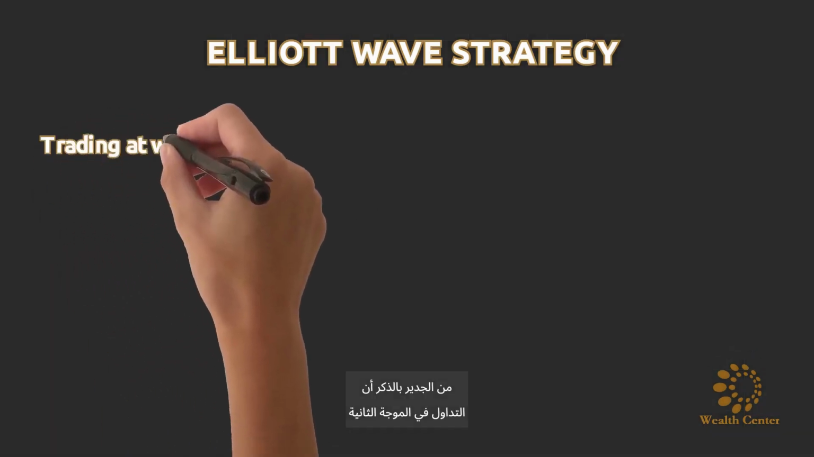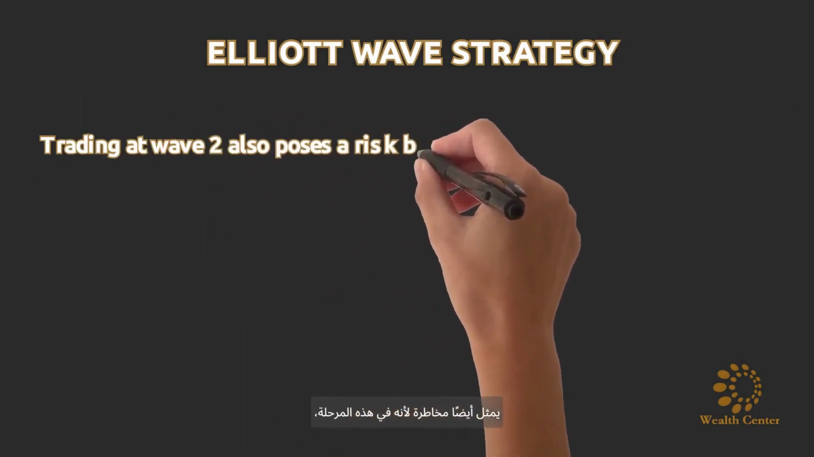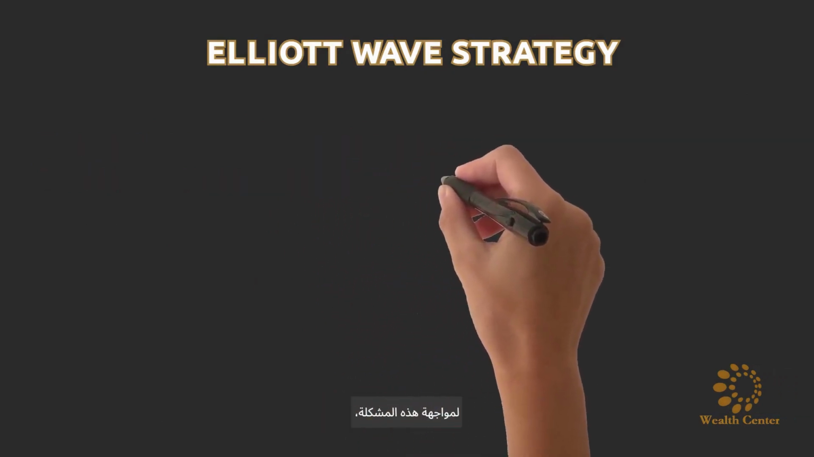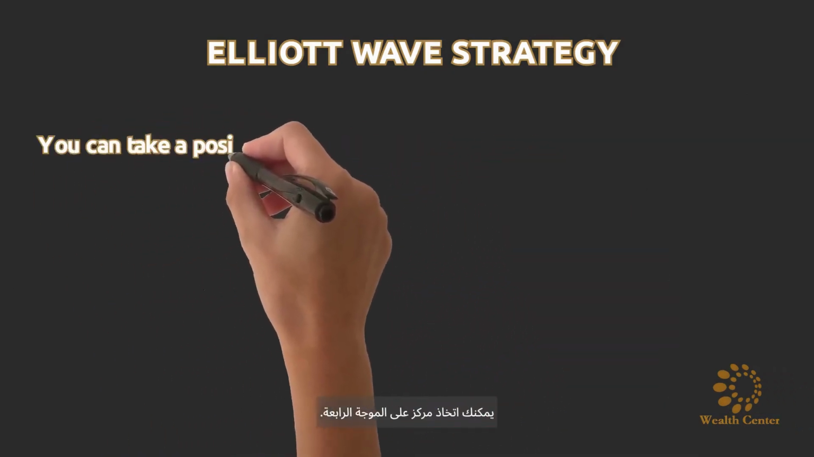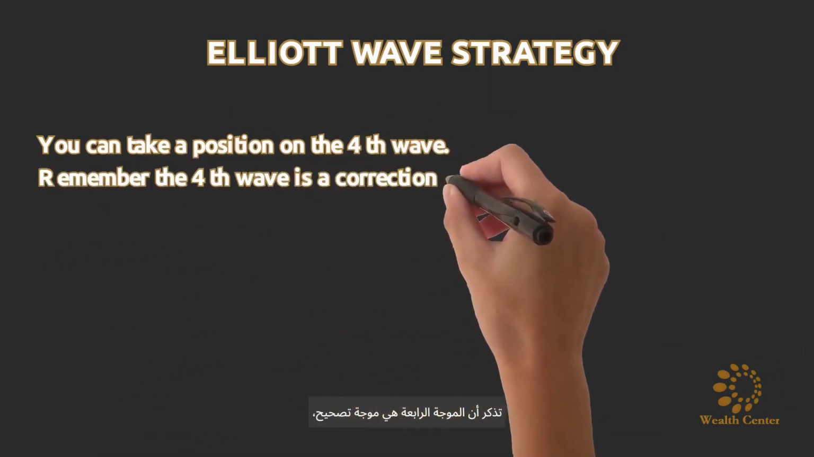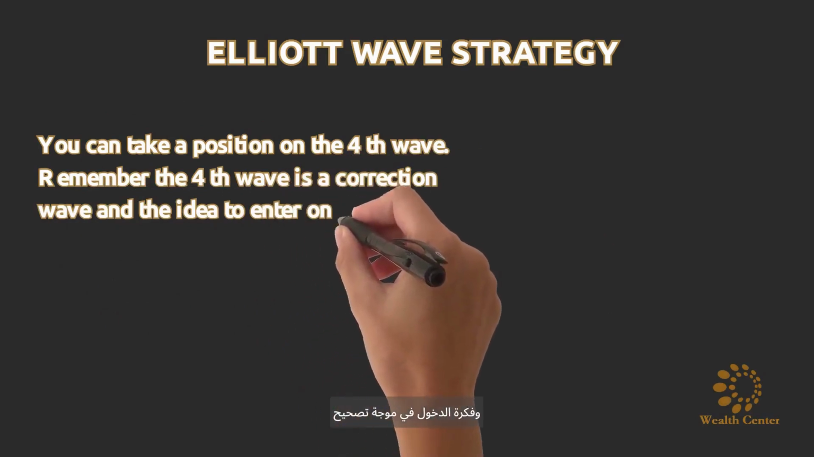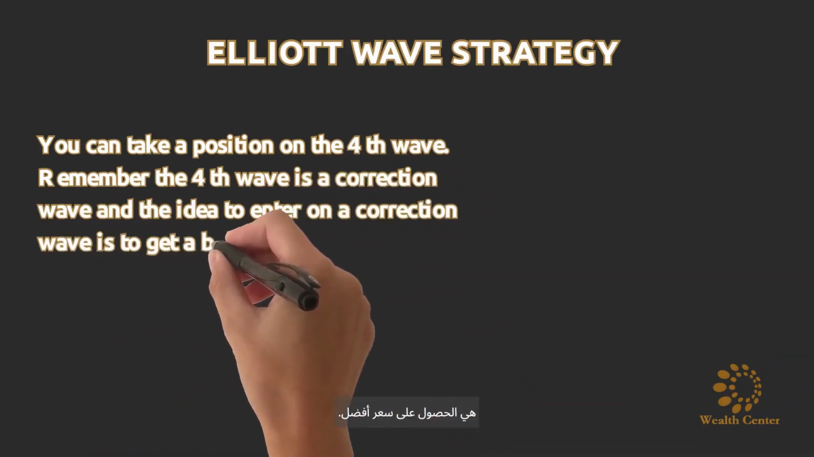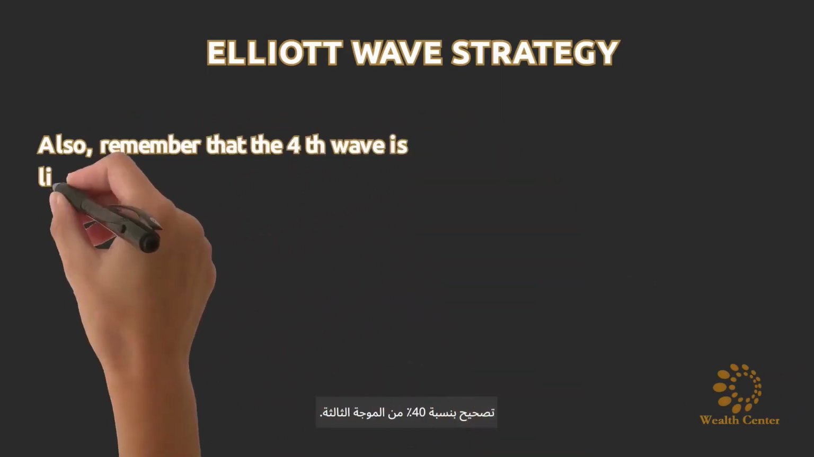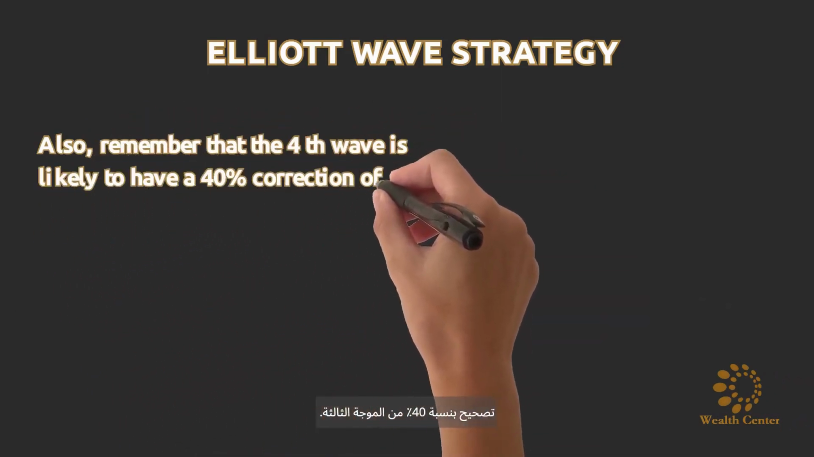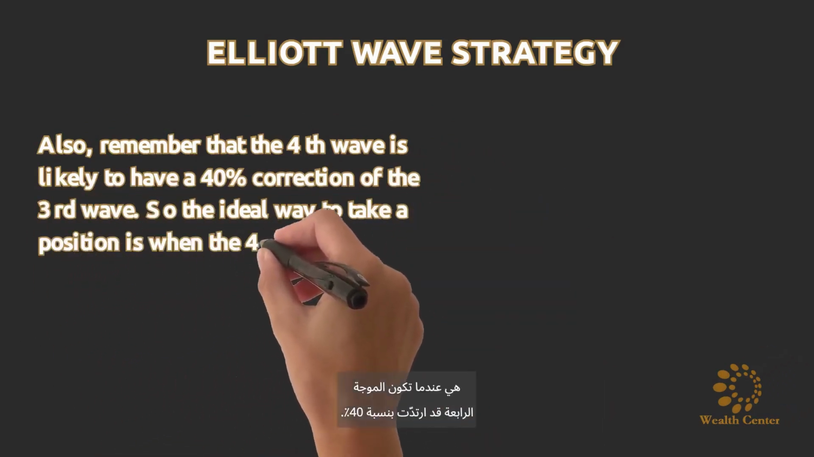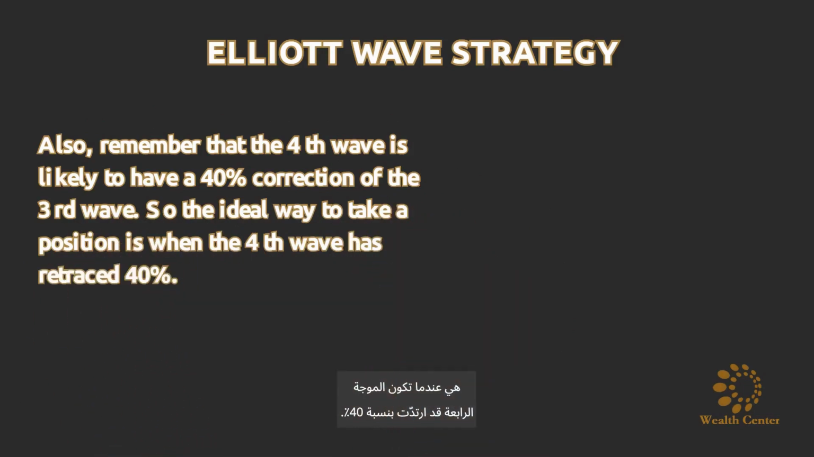It's worth noting that trading at wave 2 also poses a risk because at this point the trend is not fully established. So, to counter this problem, you can take a position on the 4th wave. Remember, the 4th wave is a correction wave, and the idea to enter on a correction wave is to get a better price. Also, remember that the 4th wave is likely to have a 40% correction of the 3rd wave. So, the ideal way to take a position is when the 4th wave has retraced 40%.